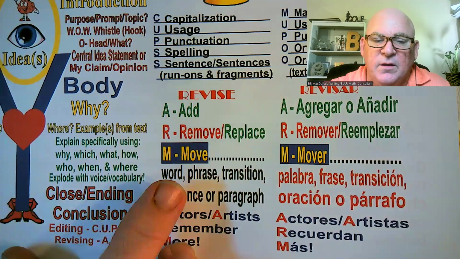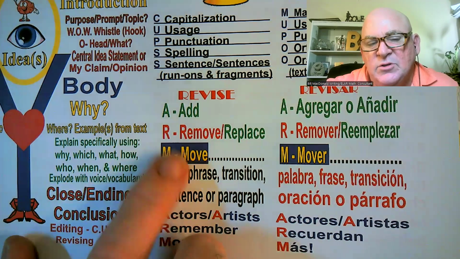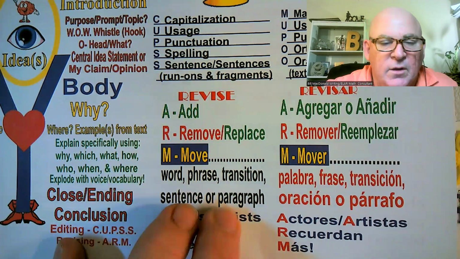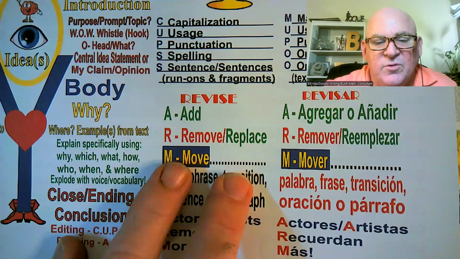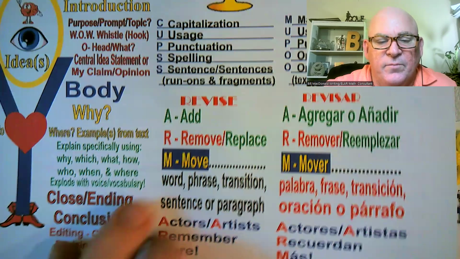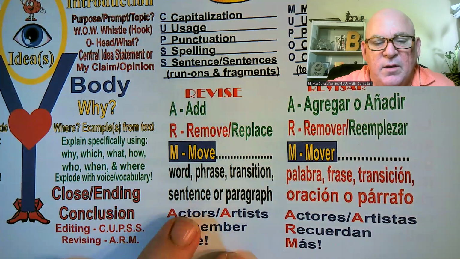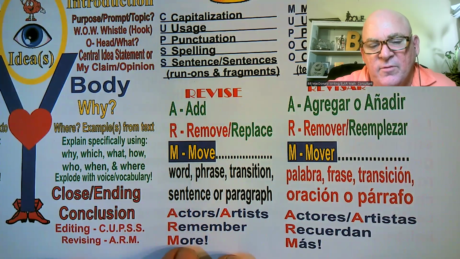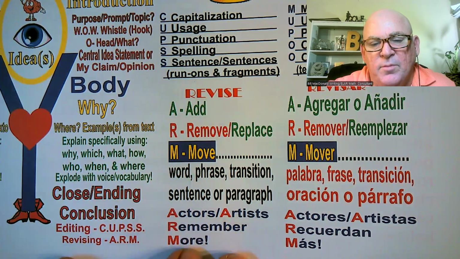When you say something, it means, am I going to be doing one of these things to a word, a phrase, a transition, a sentence, a paragraph? Am I going to combine? When you're combining sentences, you're moving them so that they stay together. Sometimes because kids struggle with reading, another ARM can be actors remember more. Act out that paragraph or that story or whatever. Artists remember more. Draw a picture.